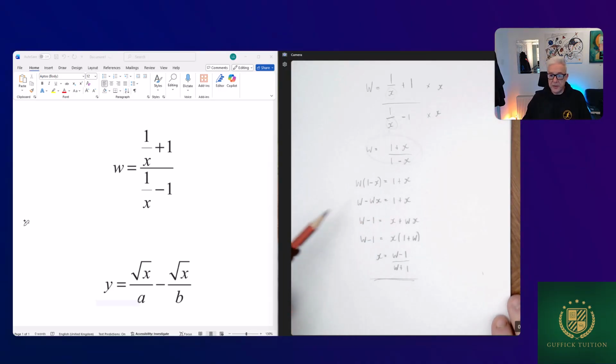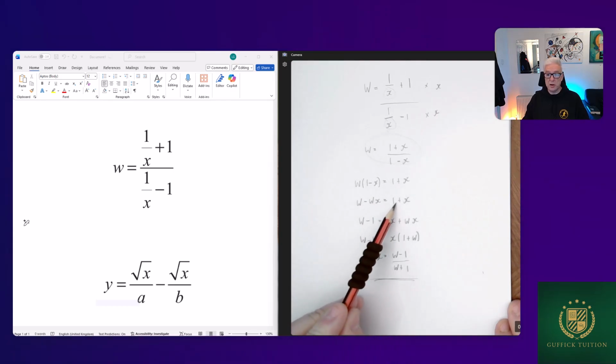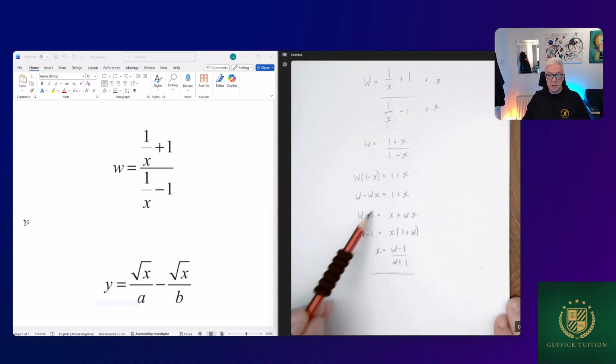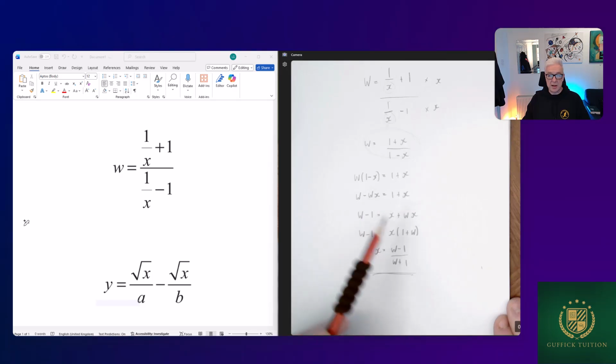Now once you get to this stage that I'm at here with the pencil, what you've got to do then is get everything with an x on one side and everything that does not have an x on the other side of the equation. So this 1 now needs to come over to the left, and this wx now needs to go over to the right. So the 1 comes over, so w minus 1, and the wx goes over to the right. So you've got x plus w times x.